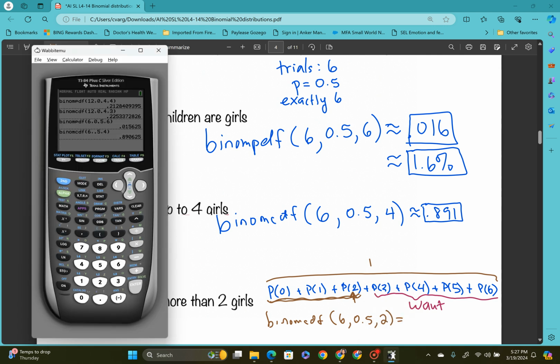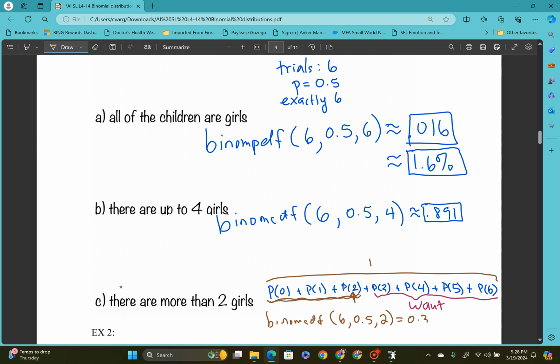Let's take our calculator, second vars, and go to binom CDF. I know this video might be a little bit longer, but I want to make sure that you understand it. Still 6, still 0.5, and now here we're going up to 2. So we're going to hit enter, enter, and enter. Okay, so 0.344.